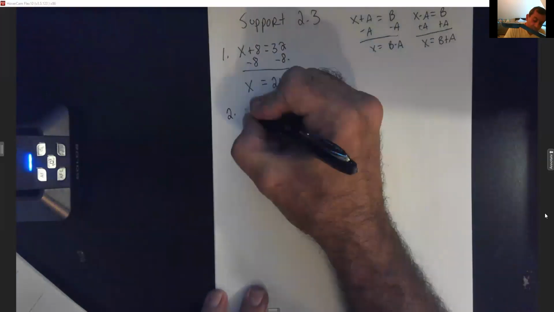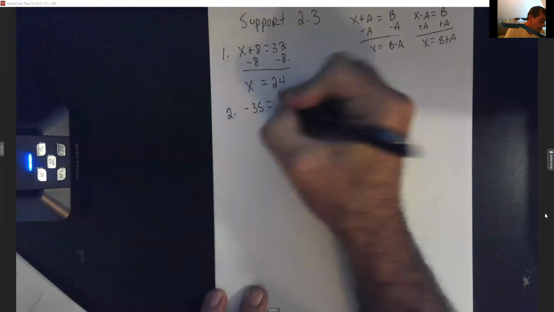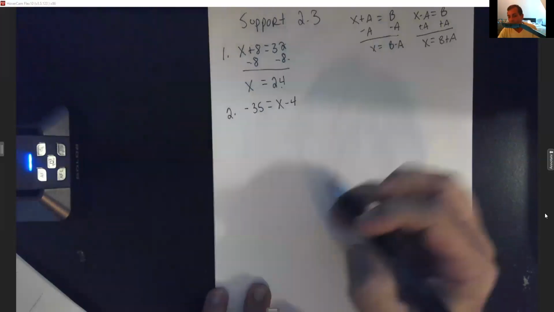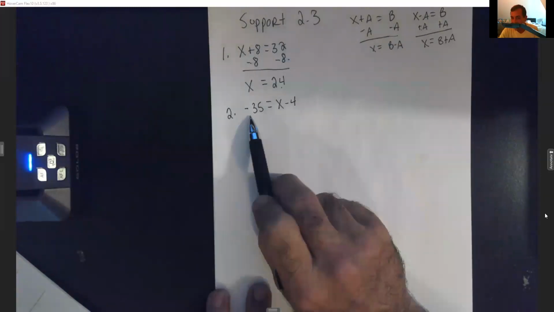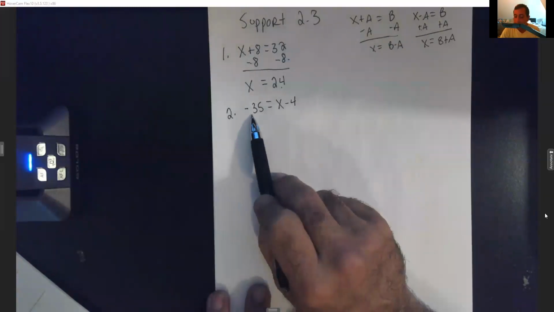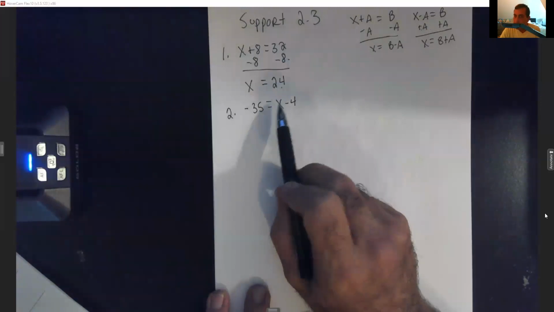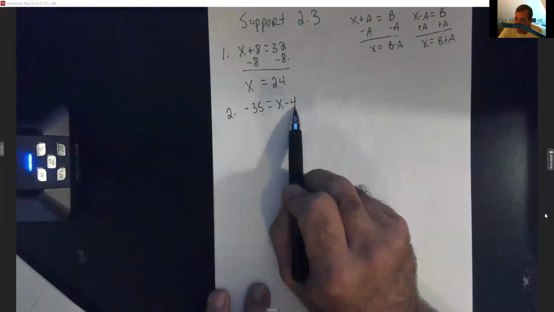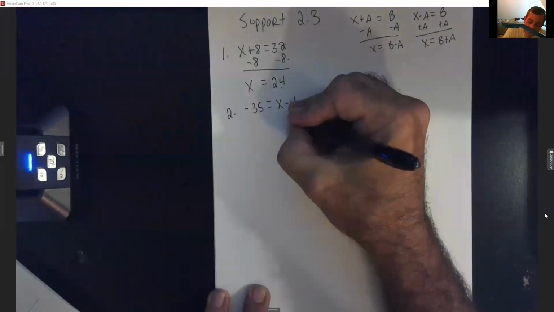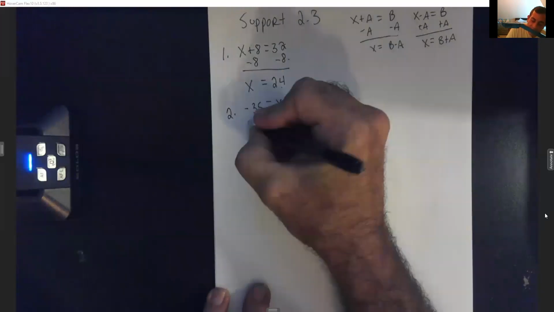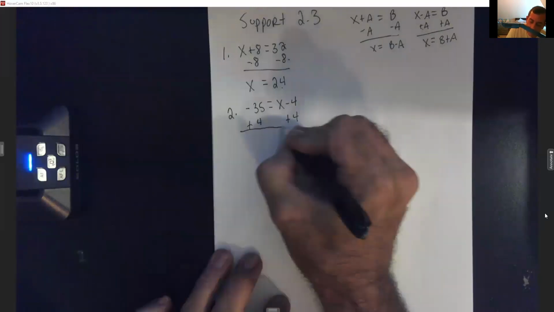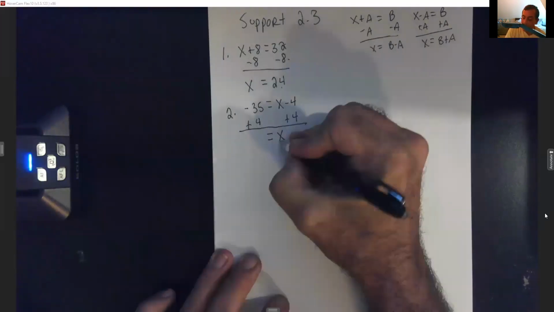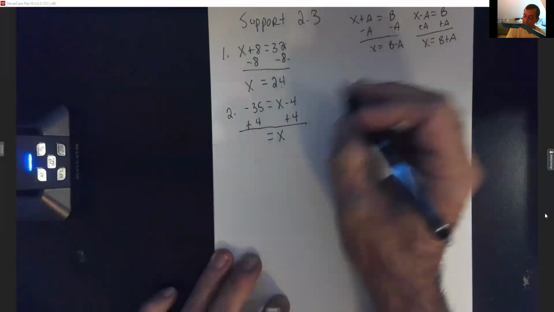They got negative 35 equals x minus 4. So they put the x on the right side with a number, and then on the left side is the number by itself. So the same thing, although the x is on the right side, I still want to get it by itself. So since this 4 is being subtracted from the x, if I add 4 to both sides, on the right side, you had an x, you bring it down. That negative 4 and positive 4, they cancel out. So the x is now by itself.